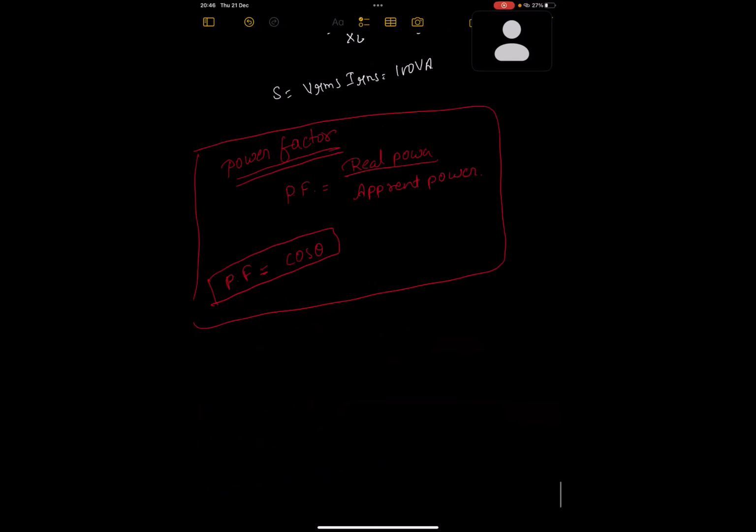Roshan, okay, these are the basic concepts of power: active power, apparent power, average power, RMS power, reactive power, complex power. Okay, then I'll go for the power factor.